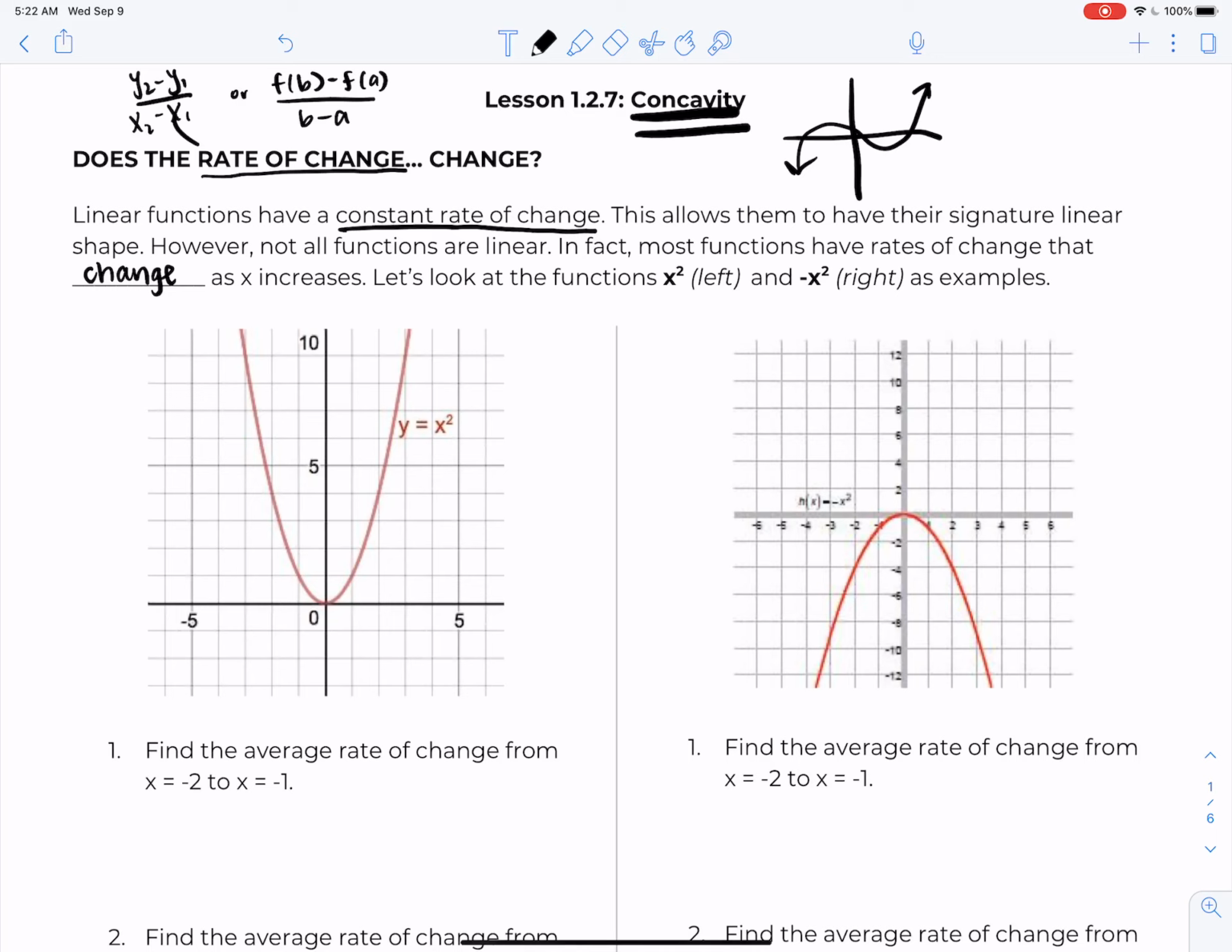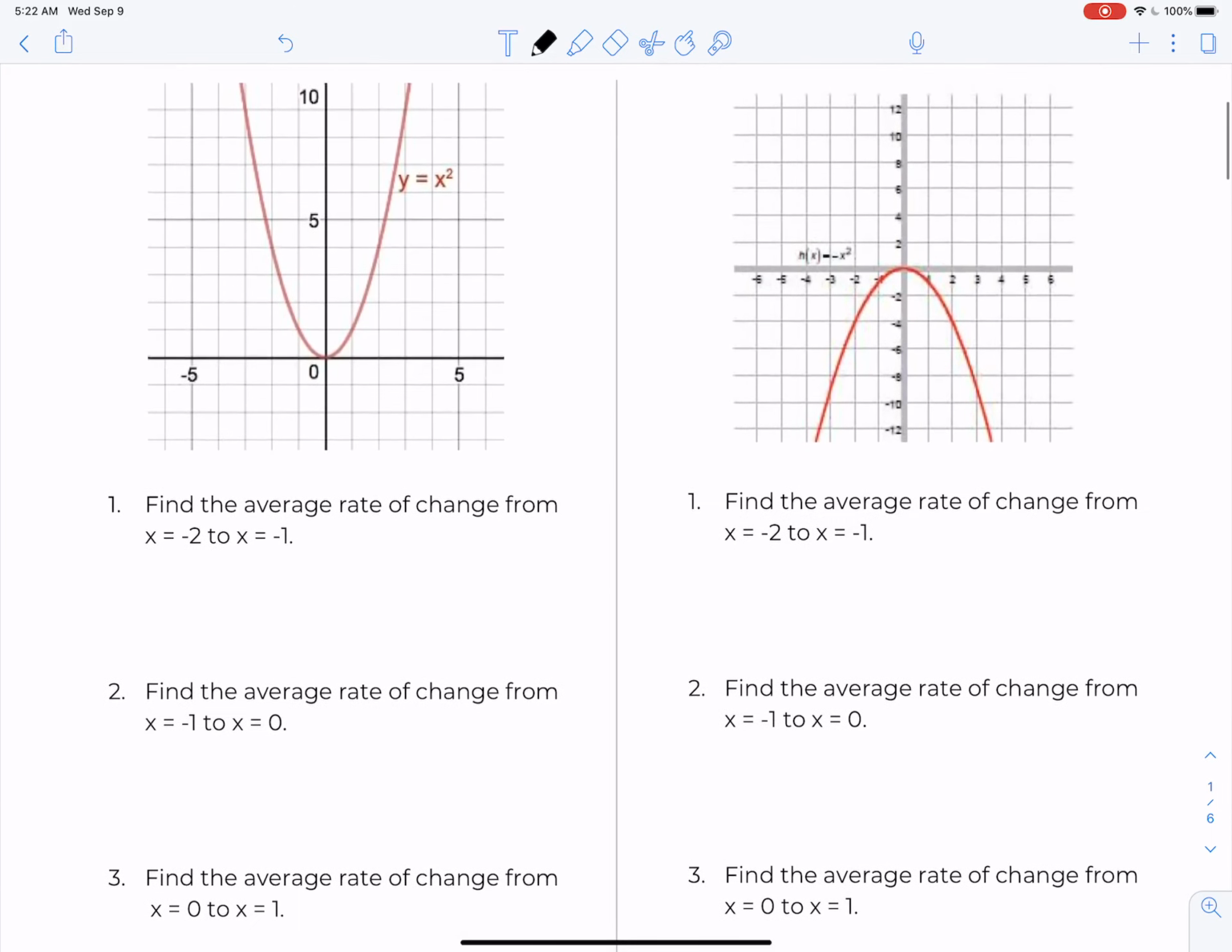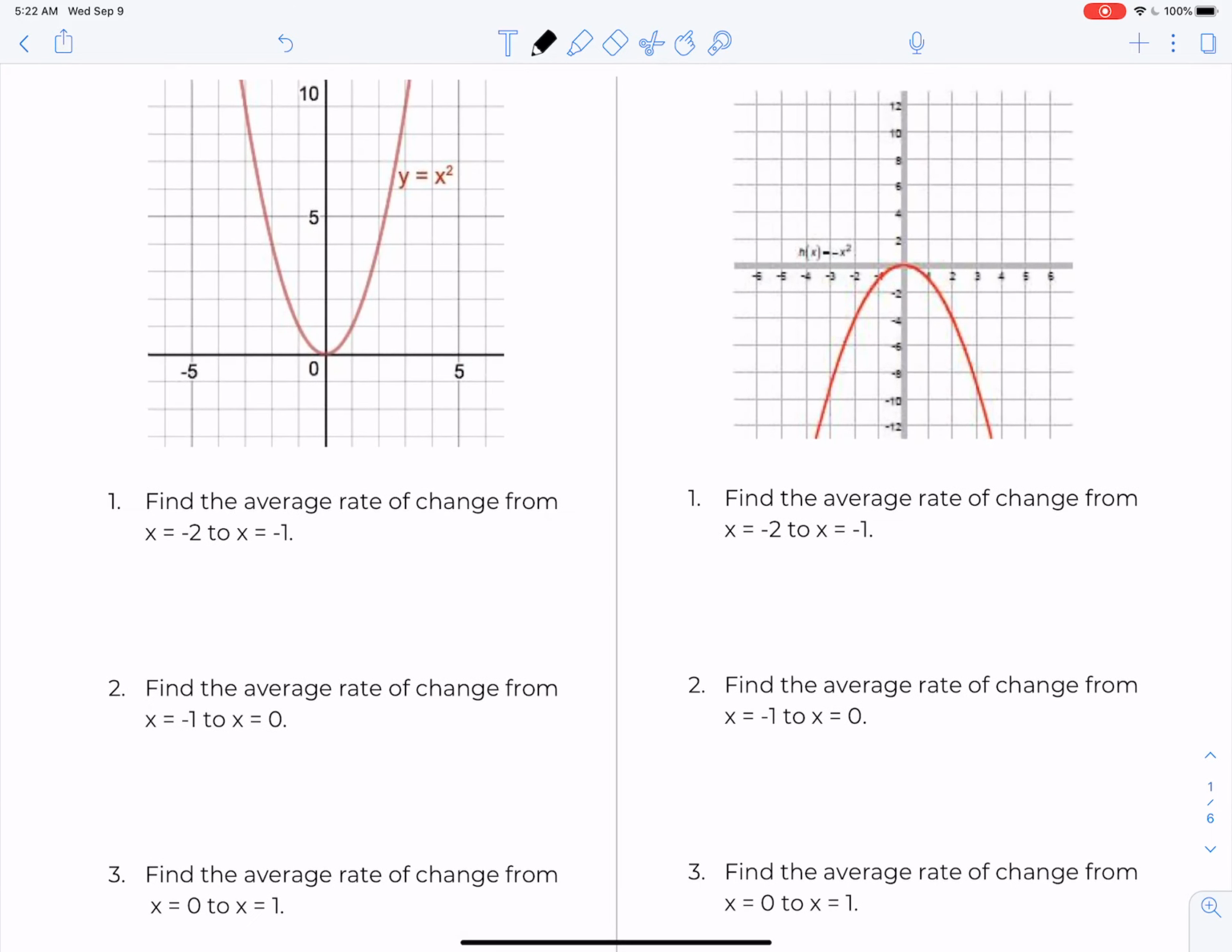as x increases. And here are two examples, x squared and negative x squared, that we can use as an example. So let's look at these two functions. First, this question is asking us to find the average rate of change from x equals negative 2 to x equals negative 1. So we can do y2 minus y1 over x2 minus x1. And in this case, our x2 can be negative 1, and our x1 can be negative 2. And then we want to find those corresponding points on our graph.